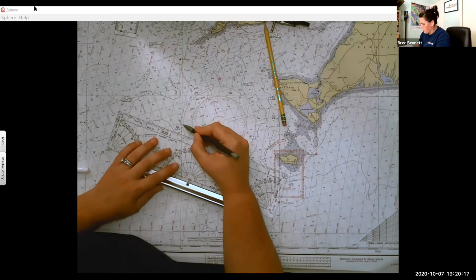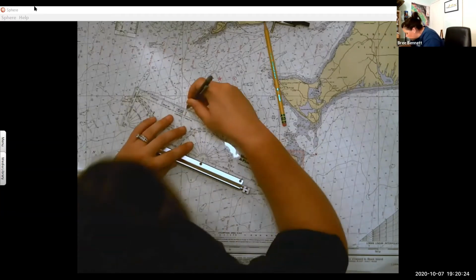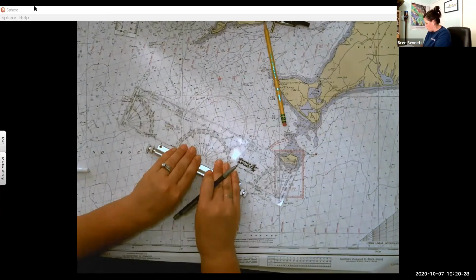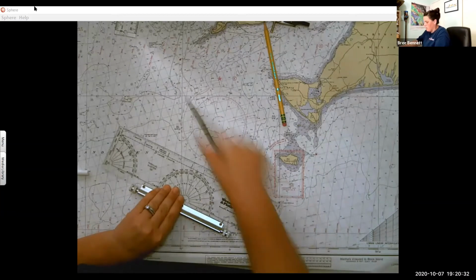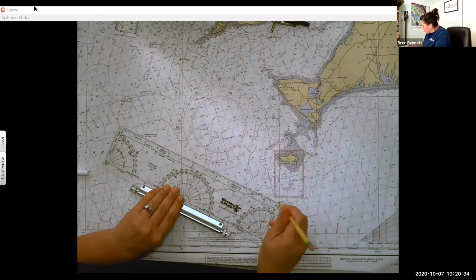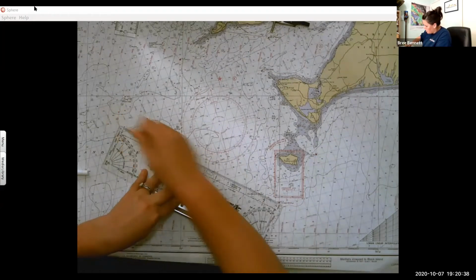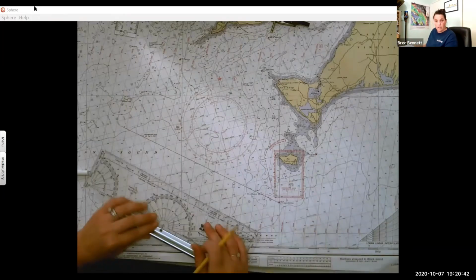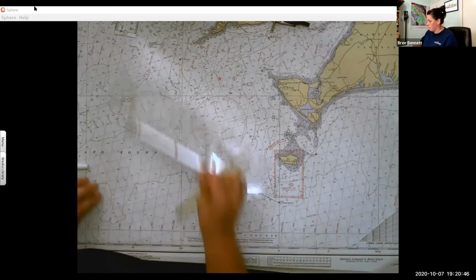So here's 270, 280, 290, 294. Line that up. Got it just right there. I'm actually going to use a big pencil so you guys can see it. There's a big line. We're going to draw in our track line or DR line.